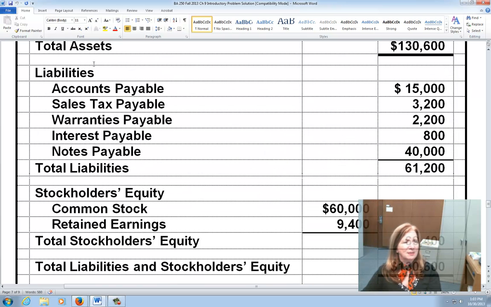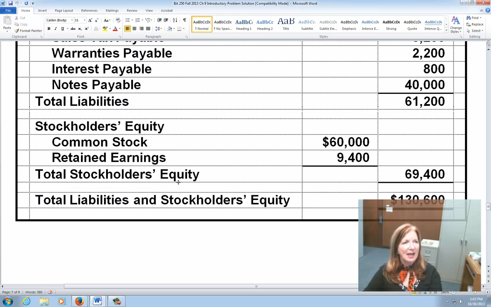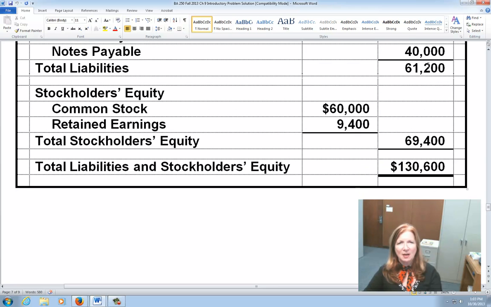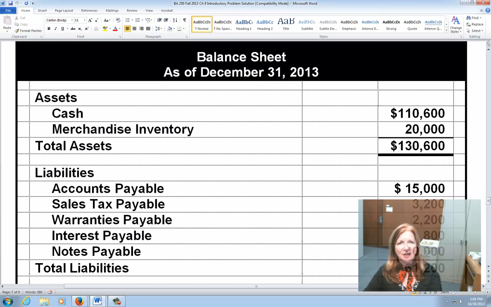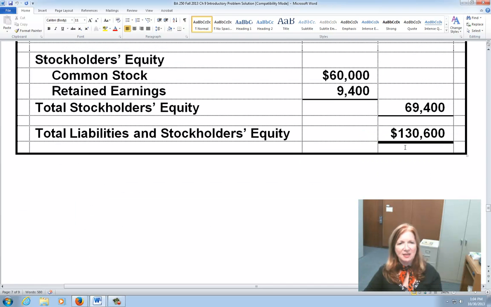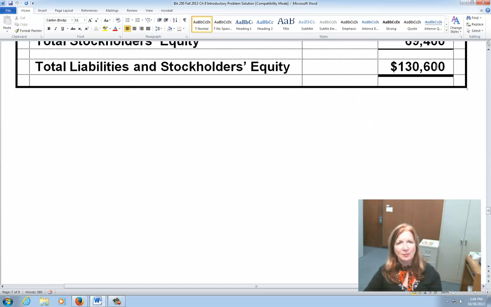So then here are the liabilities. You've had accounts payable, but sales tax payable, warranties payable, interest payable, notes payable, and total liabilities are all new for you this time after the accounts payable. And then here's the equity, the stock and the retained earnings, to get the total equity. Now you add these two totals, total liabilities and total equity, to get total liabilities and stockholders' equity, and that has to exactly equal the assets. So it's called a balance sheet because the assets equal the liabilities plus owner's equity right here.